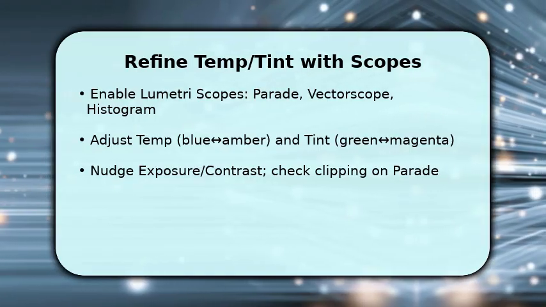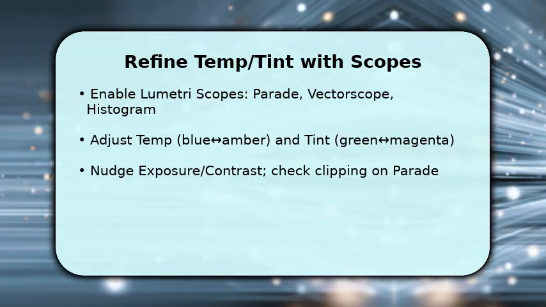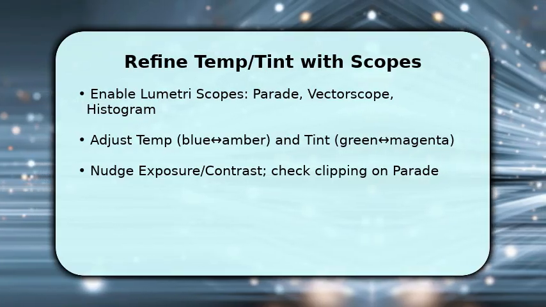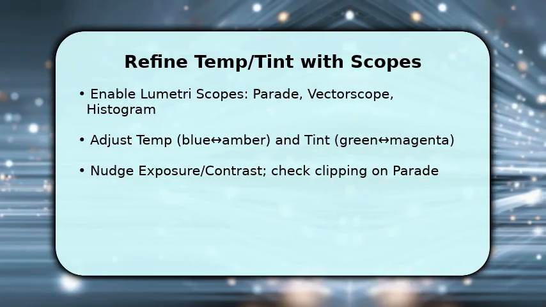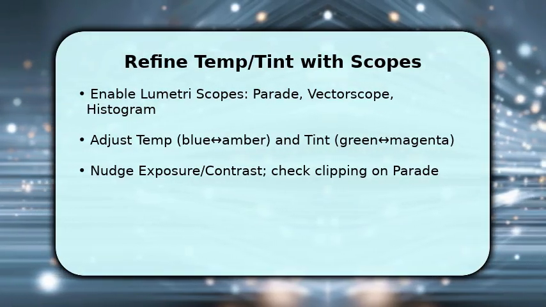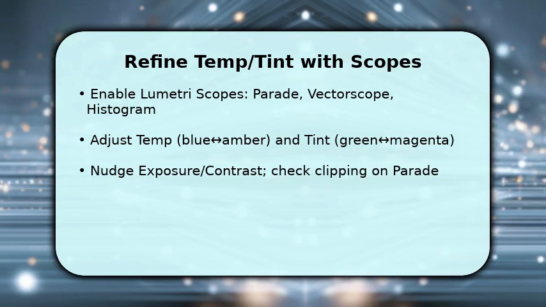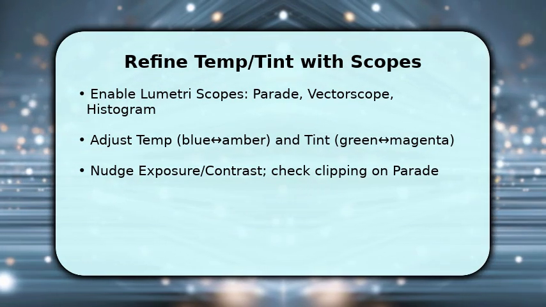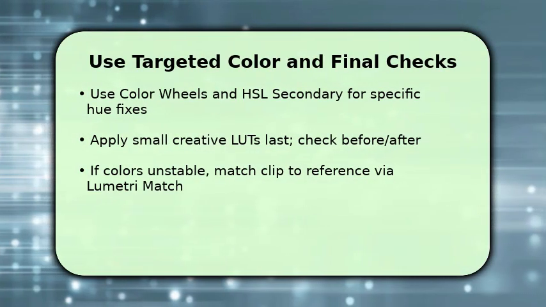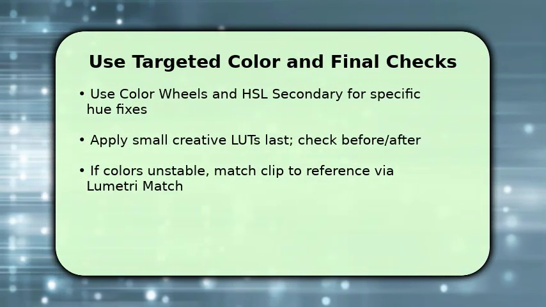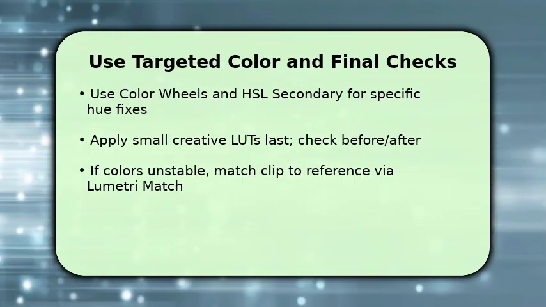While refining, tweak exposure and contrast to keep highlights and shadows inside legal ranges, and watch the parade for clipping as you iterate. Finish by addressing localized color issues. Use HSL secondary to isolate and desaturate or shift problem hues, and use color wheels for lift/gamma/gain balance.